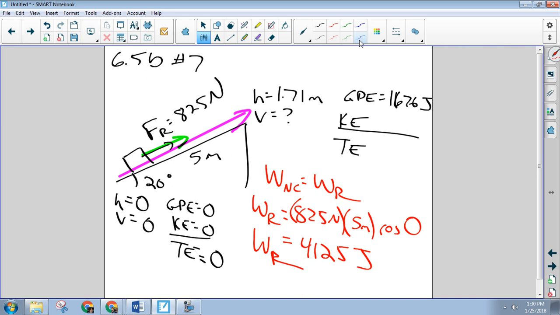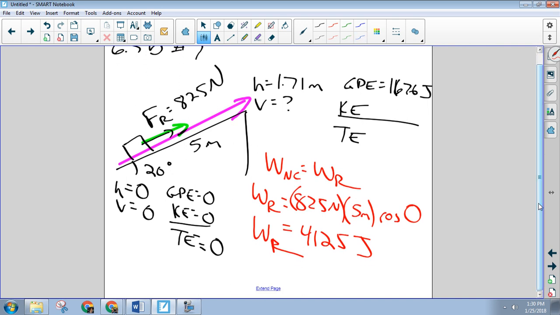So what does that mean? Like, why do we care? The work of Roy is 4,125 joules. So Tim, help me out. What's that tell us? So now we know that that's our non-conservative force. We know that equals the delta TE, and since the initial total energy was 0, we know that that's going to be the total energy for the last part.